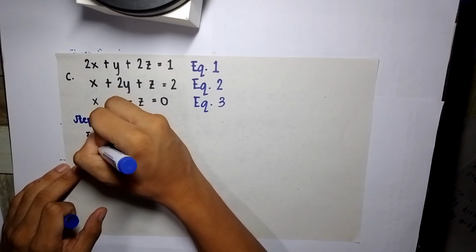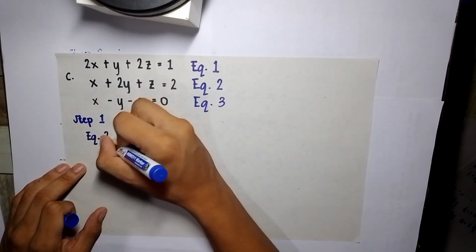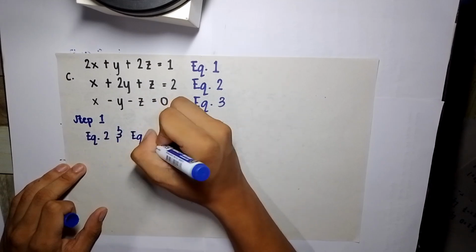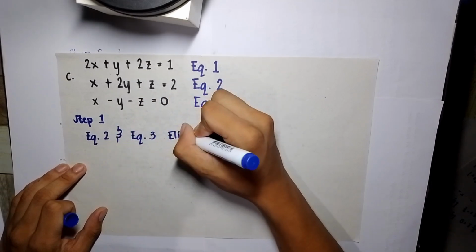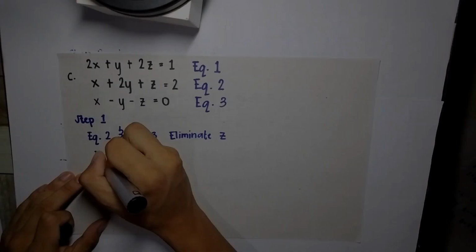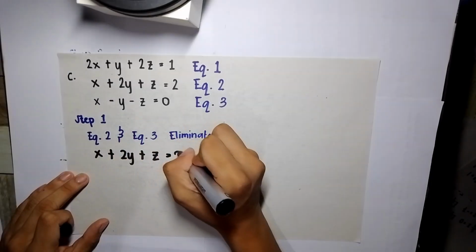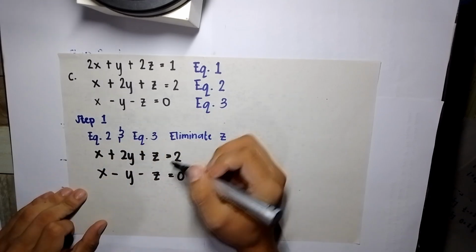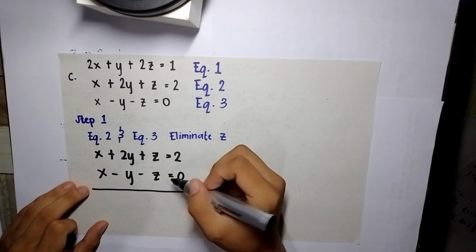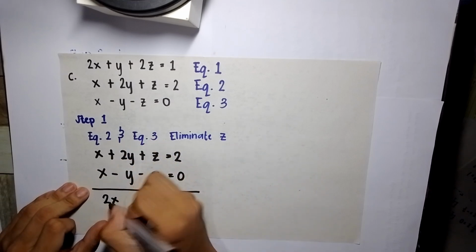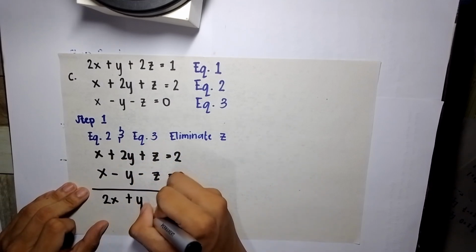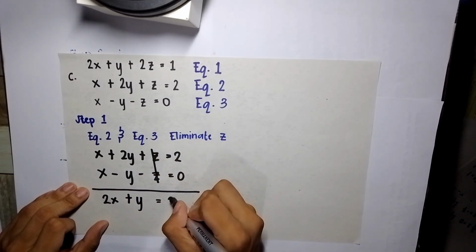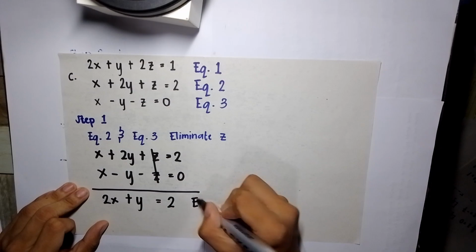Step 1. The variable that we want to eliminate is letter z. So we're going to use equation 2 and equation 3. Combining like terms, we have 2x plus y, eliminating the variable z, equals 2. So this is our equation 4.